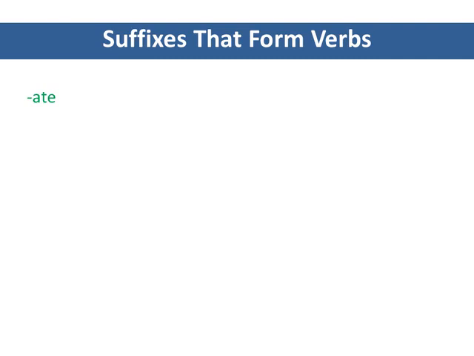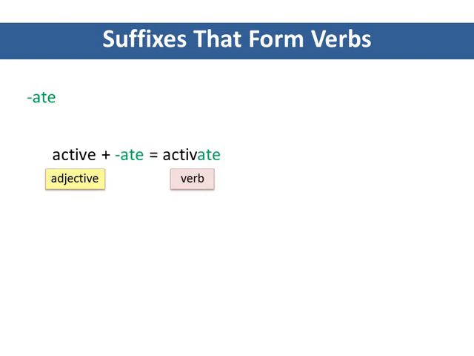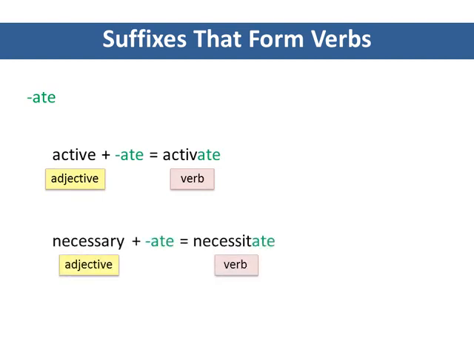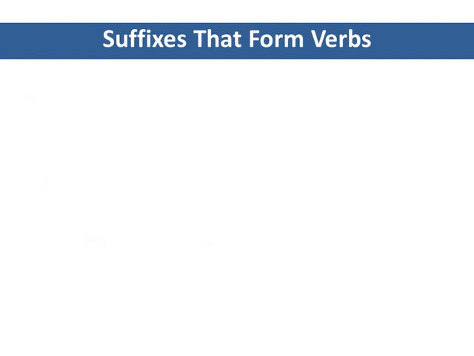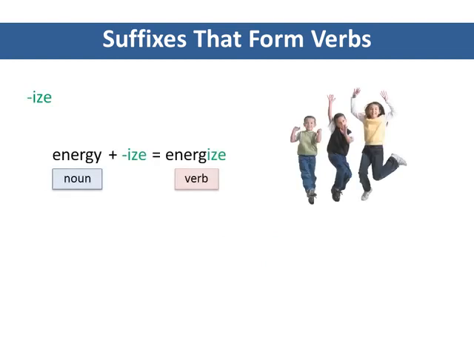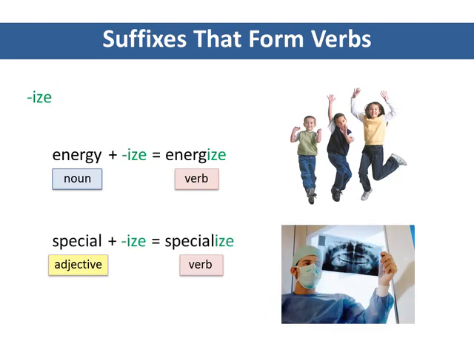When the meaning is to make something have a certain quality, then ate forms a verb. If we make something active, we activate it. If we make something necessary, we necessitate it. Using ize, we can also create verbs. If activities give us energy, they energize us. If a doctor focuses his or her studies on a special field, he or she specializes in it.